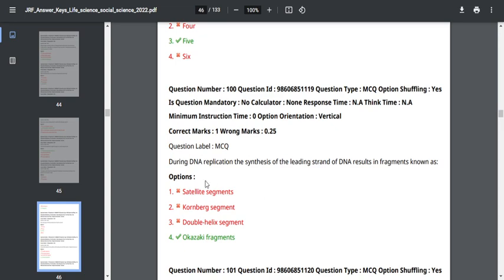This is again a question that you should concentrate on and challenge. Why I am saying this: during DNA replication, the synthesis of the lagging strand results in fragments called Okazaki fragments. But here they had given the leading strand, so this is the wrong option.